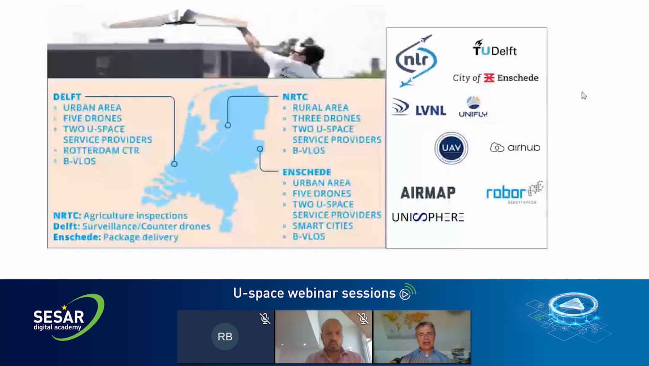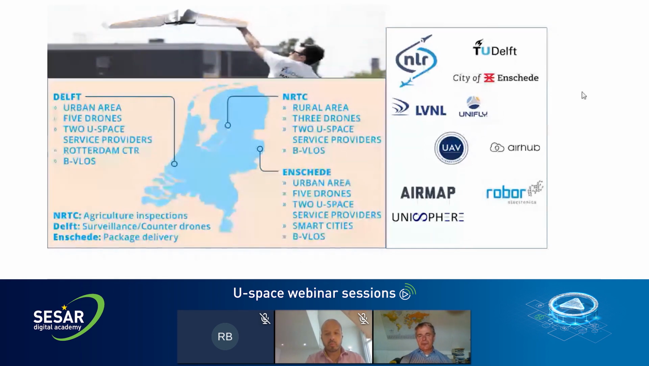An interesting aspect here was that we were flying in the CTR of Rotterdam, and that means that a navigation service provider was involved, and actually the system was capable of presenting the flights at the control tower of Rotterdam, and the air traffic controllers were actively involved by approving the flights.